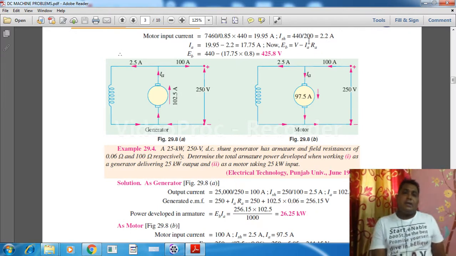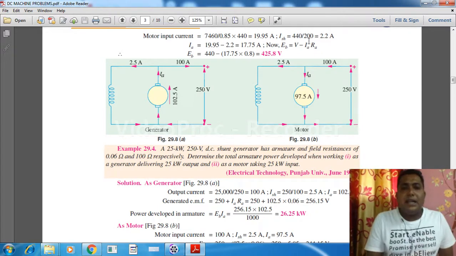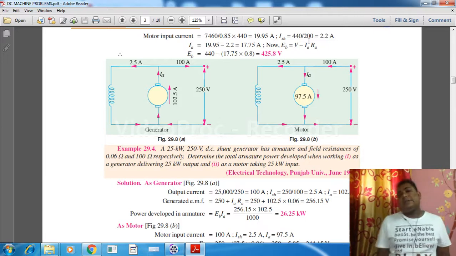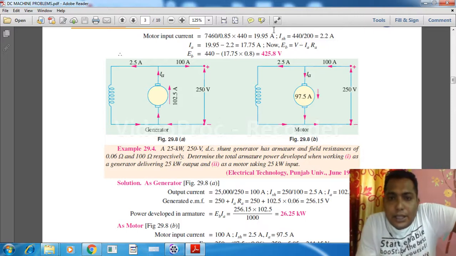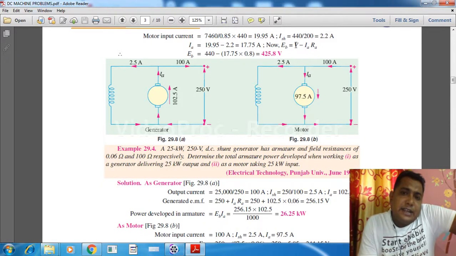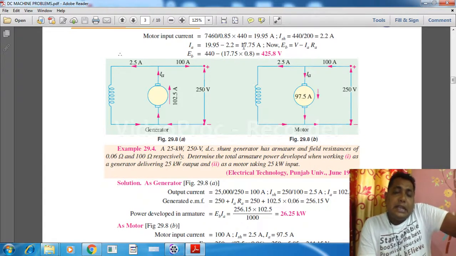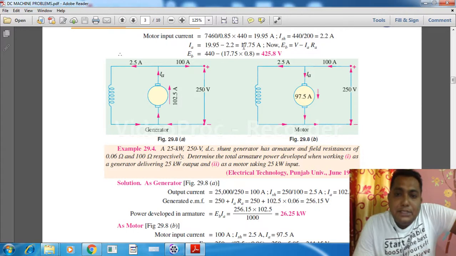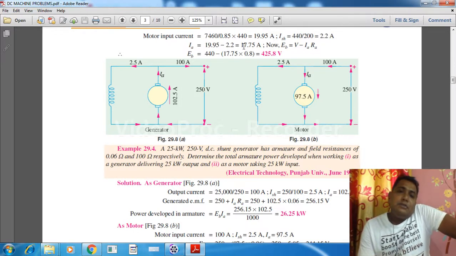So what is the armature current? Armature current is equal to the input current minus the shunt current. So follow my point, this is the input current, this is the shunt current. If we subtract those two, we get the armature current. And after finding this armature current, we can put the values in the equation.